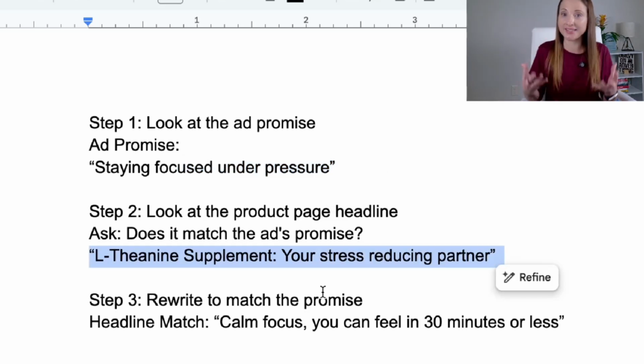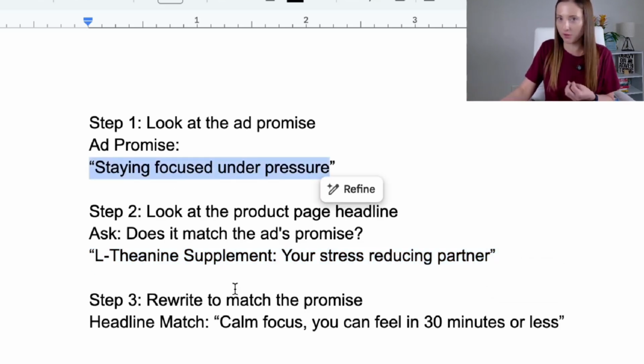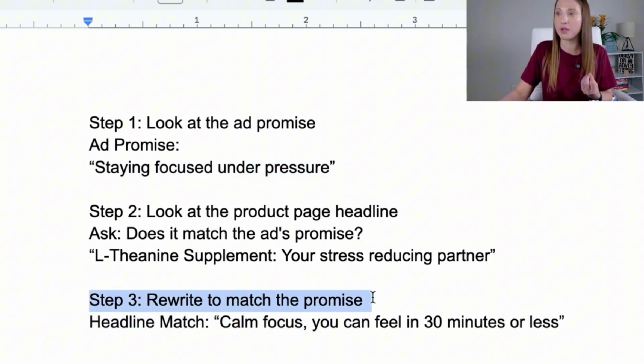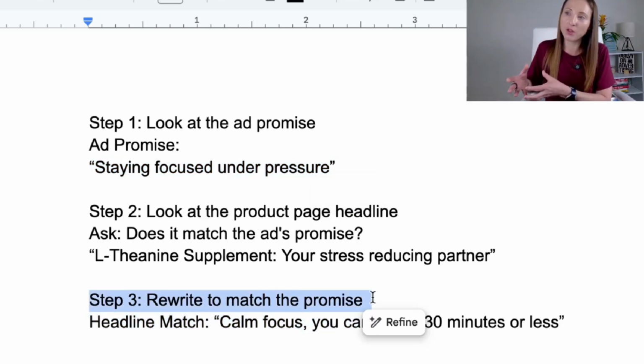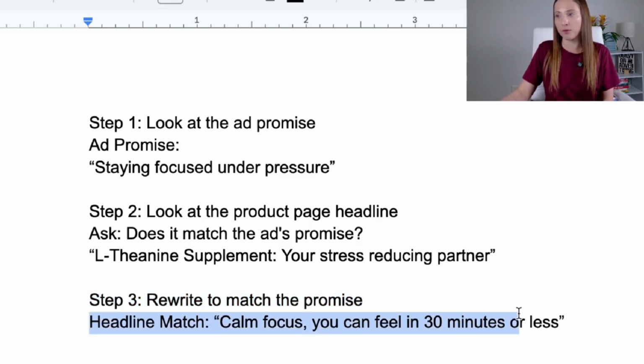Let's just say that it says the L-theanine supplement, your stress reducing partner. Does that really match the promise here of staying focused or under pressure? I would say no. So then step 3 would be to rewrite that headline so that it matches the promise, right? And here's an example of what that could look like.